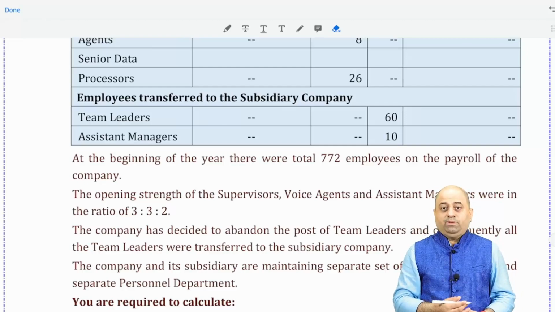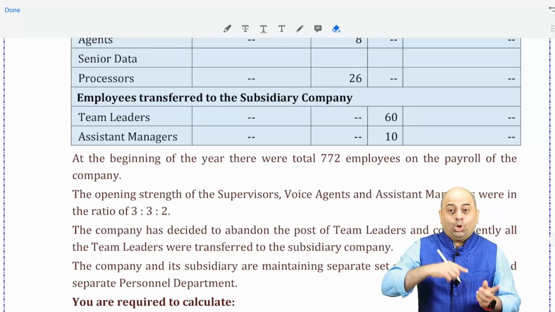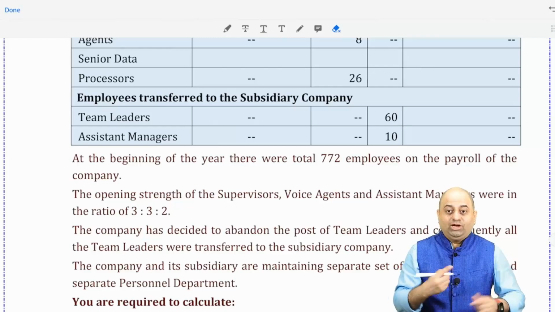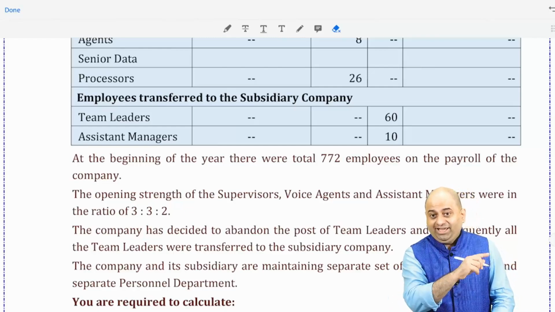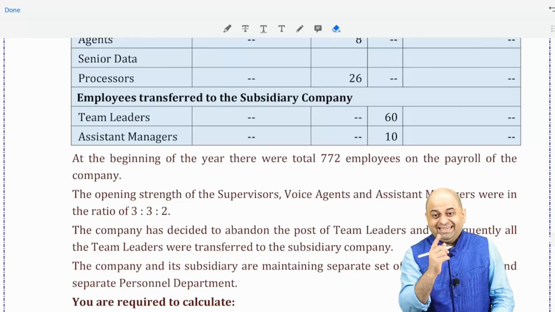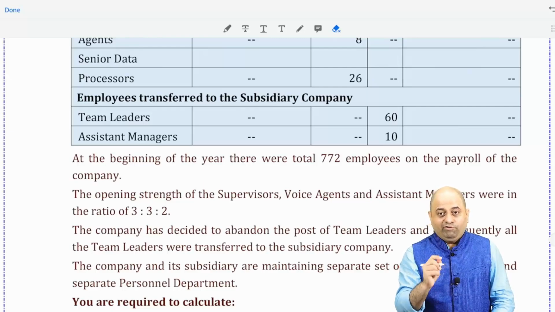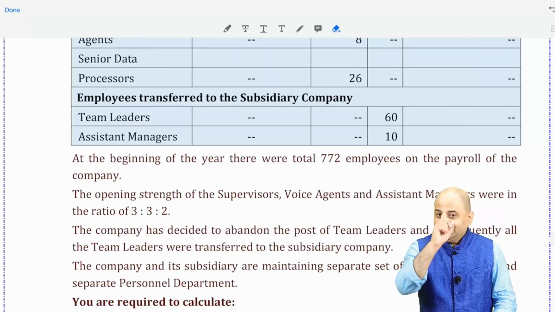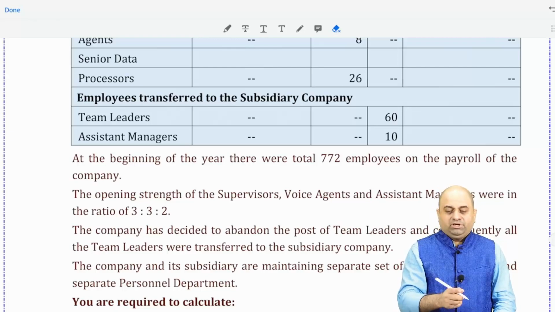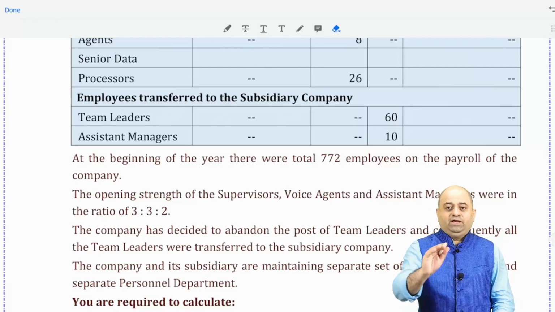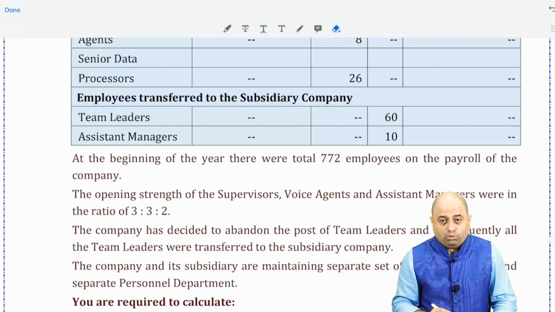So this point you should remember, and all the joined and left figures you can do even though a subsidiary company is involved, because the holding company and the subsidiary company are maintaining a separate set of books for recording these employee records. That is where we need to be very careful. If this statement had not been given, it would be very difficult to solve this problem, but it has been given wonderfully well and we are sorted with this problem as well.